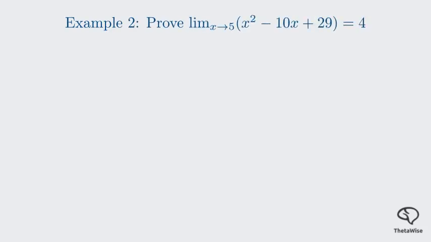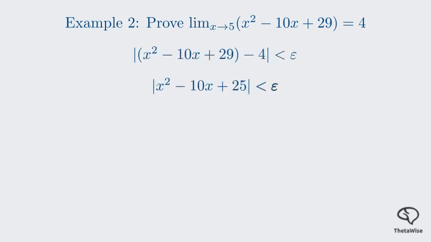Let's prove that the limit of x squared minus 10x plus 29 as x approaches 5 is 4. Again, we start by working backwards from our target. The absolute value of the function minus the limit must be less than epsilon. We simplify the expression: x squared minus 10x plus 25. Notice this is a perfect square trinomial, which is the absolute value of x minus 5, squared. This one was very convenient. We've immediately isolated the absolute value of x minus c term.